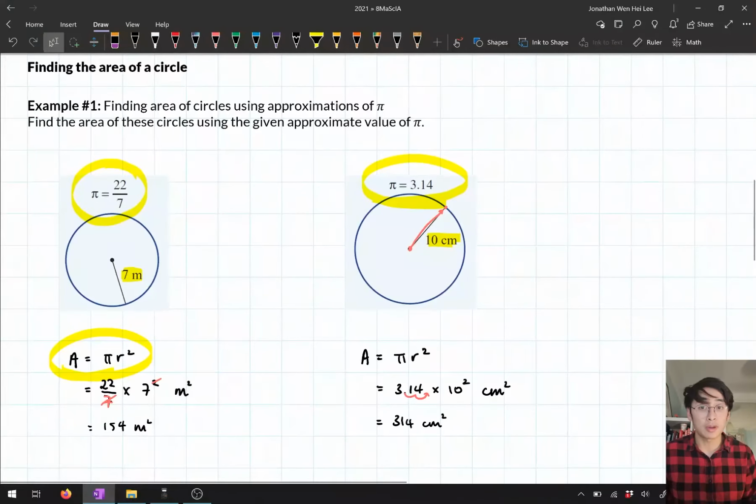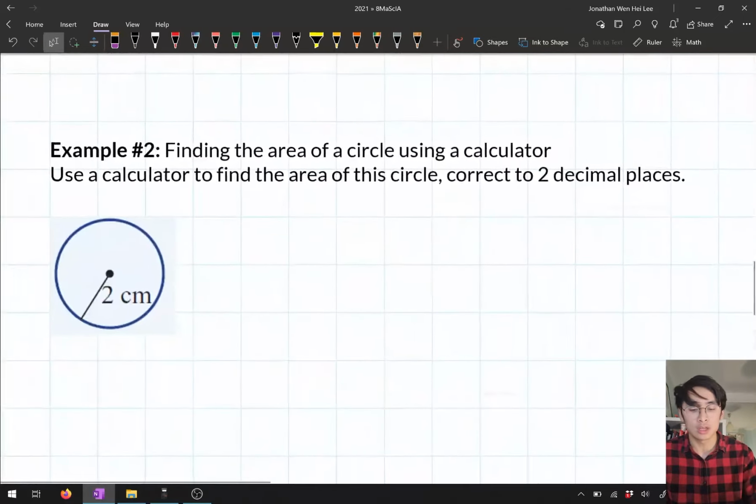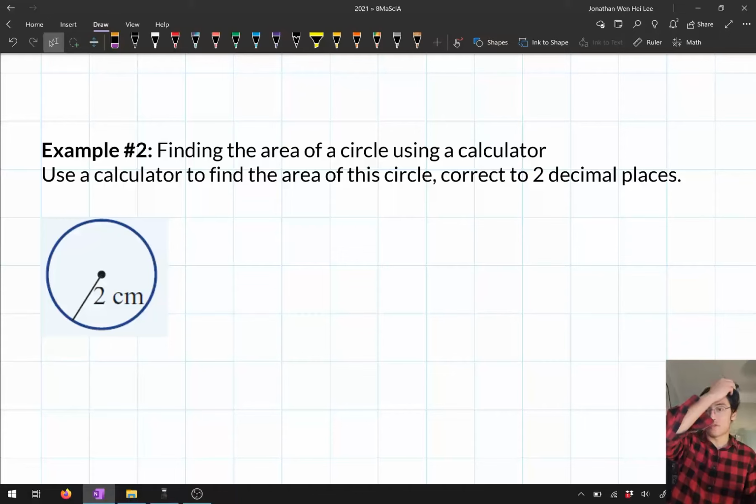Okay, so that's how we find the area of a circle. All we're doing is substituting our radius into this formula, pi r squared. Okay, so let's have a go at the next example. Now, in the next example, we actually need to use our calculator to get the value of pi. And if you remember from our lesson on the circumference, there's a button on our calculator that gives me the exact value of pi. So here, use the calculator to find the area of the circle, correct to 2 decimal places.